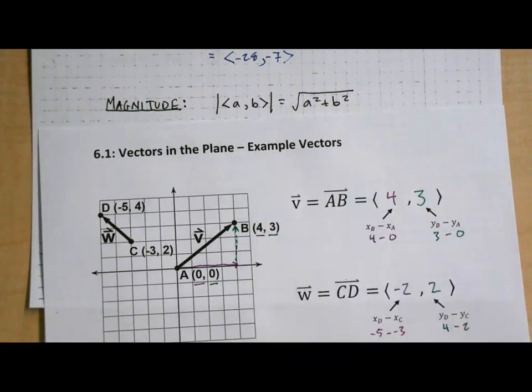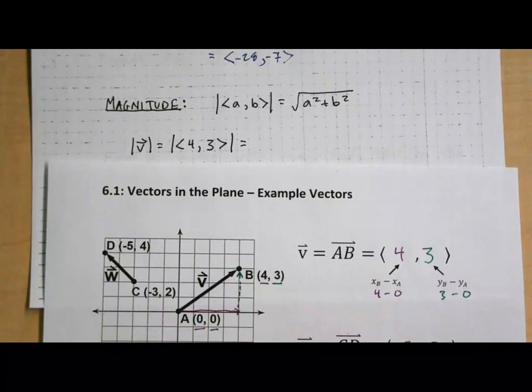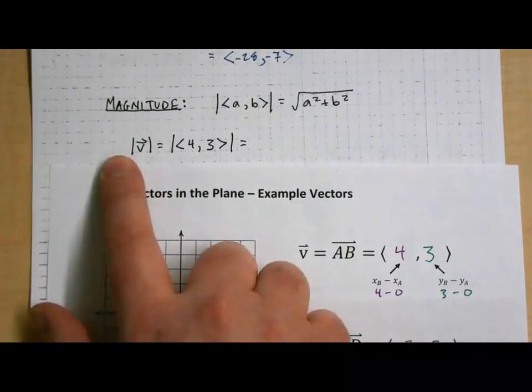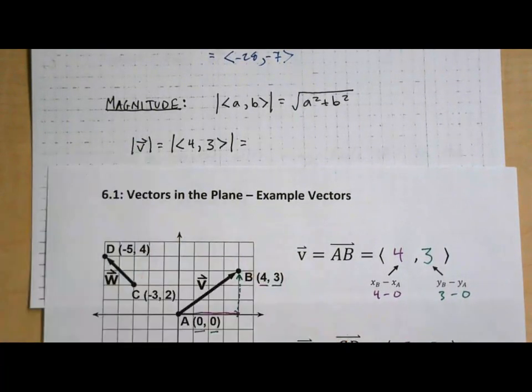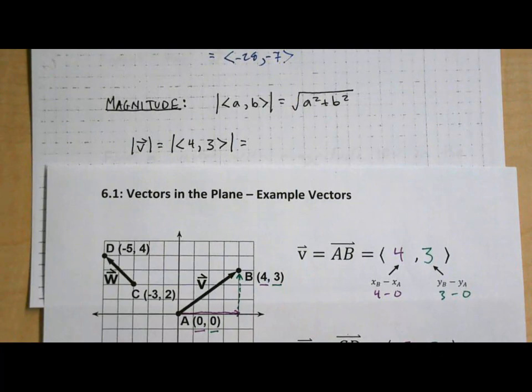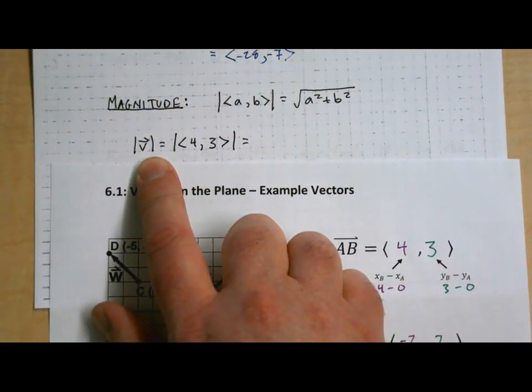Yeah. So let's find the magnitude of v. All right, so I said that incorrectly. What did I mean to say? Let's find the magnitude of vector v. Now this is where this is going to become important. I want you speaking these things as you see them. This is the magnitude of vector v. The magnitude of vector v.